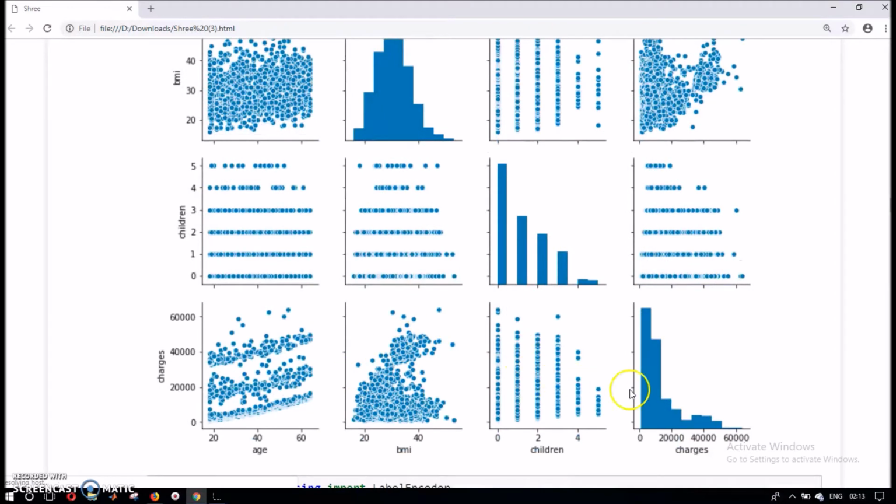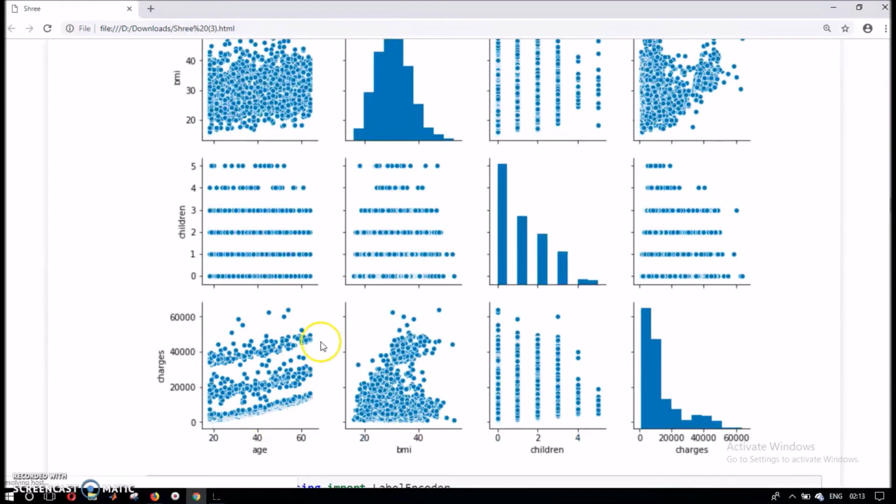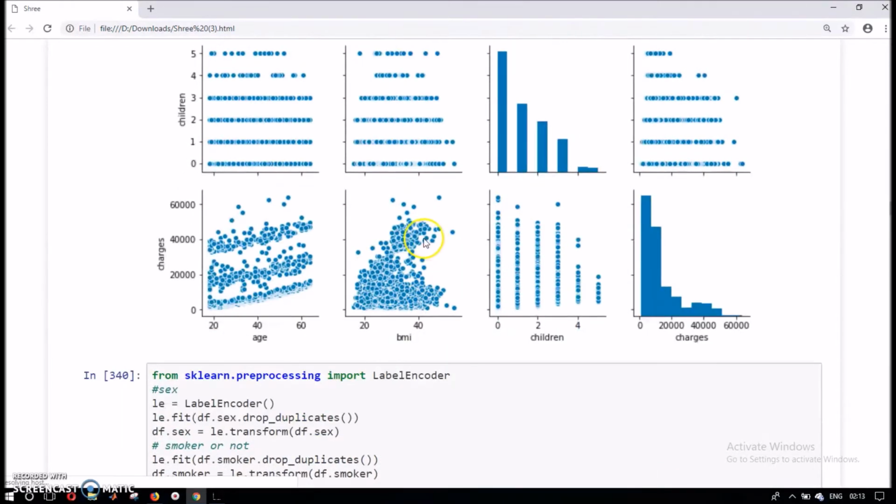Now here we can see that these two are quite interesting. In this one we can see that two clusters are forming. So we will analyze BMI versus charges later, and age versus charges also, because we can see a linear pattern in this.